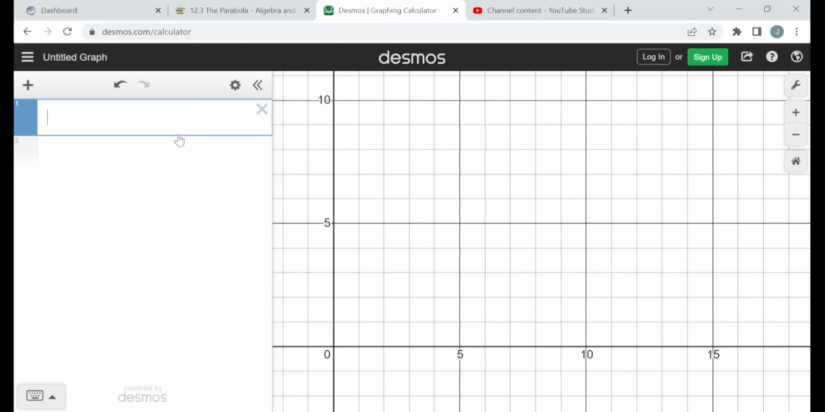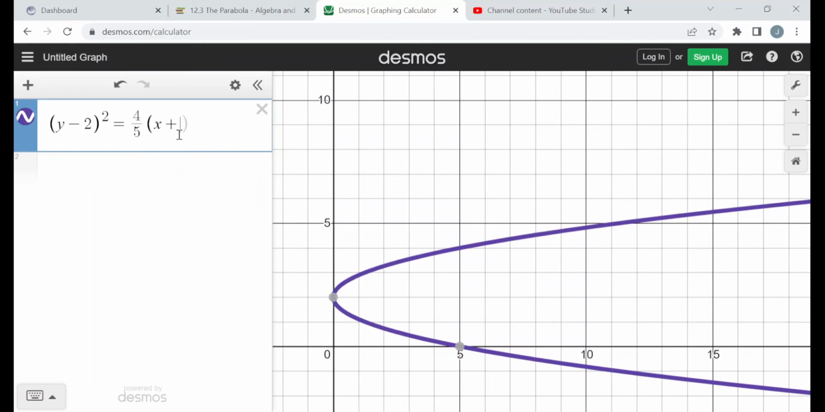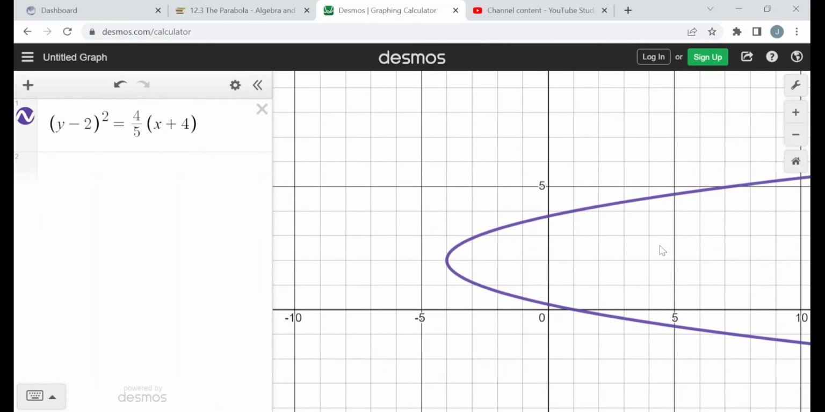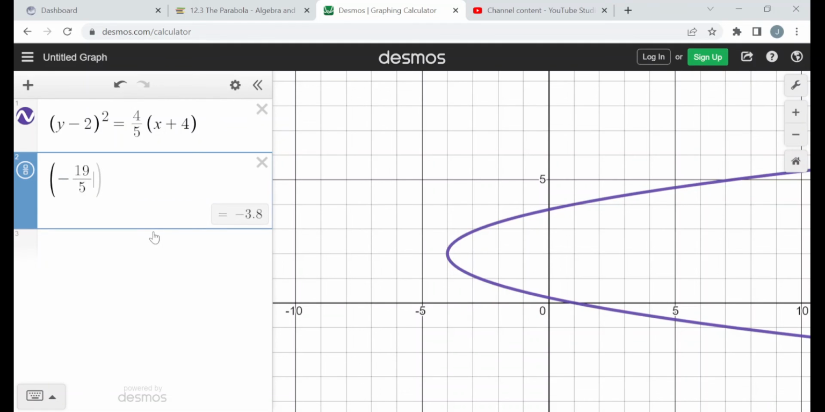I'm going to enter the equation we were given: the quantity y minus 2 squared equals 4/5 times the quantity x plus 4. Yeah, parabola for sure, opening to the right. Vertex is at negative 4, 2, which I had written down. And then I just want to make sure that those points I said at the ends of the latus rectum are also on this. So we had negative 19/5, comma 12/5.